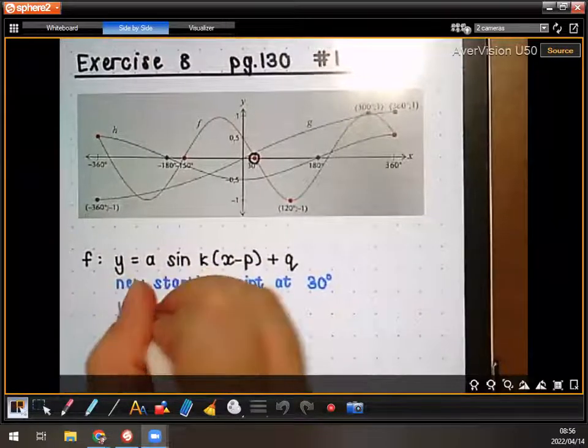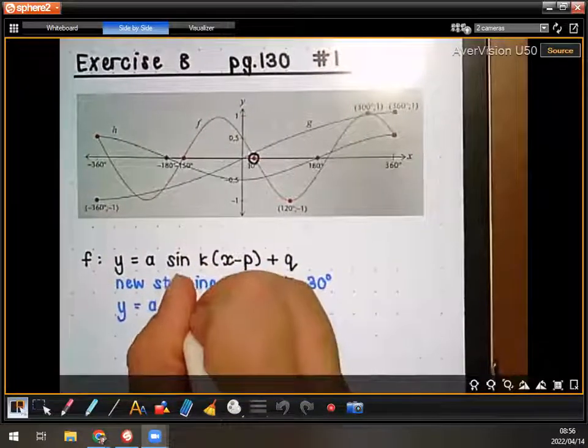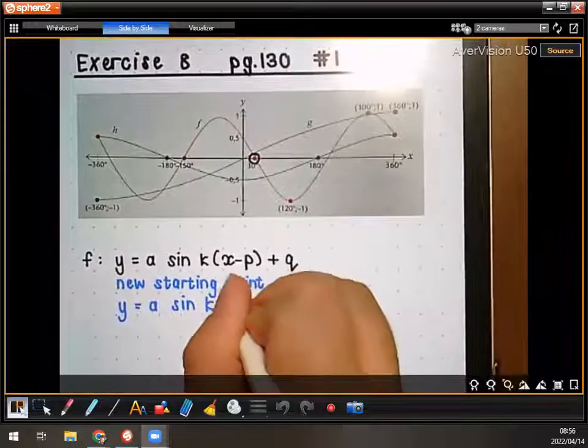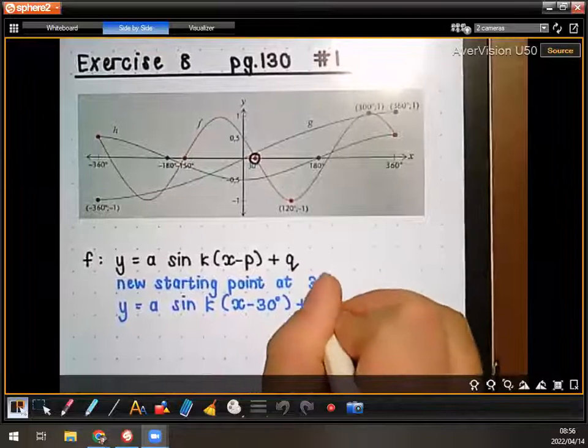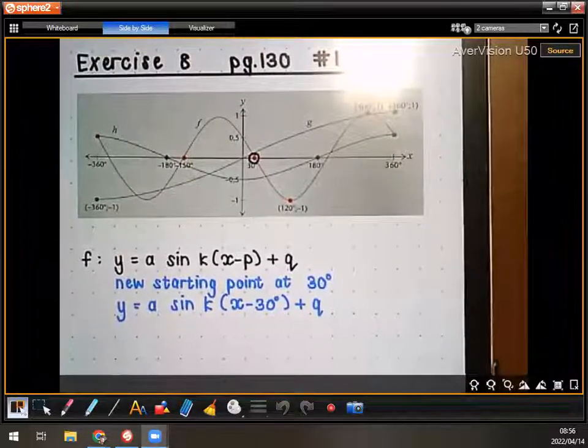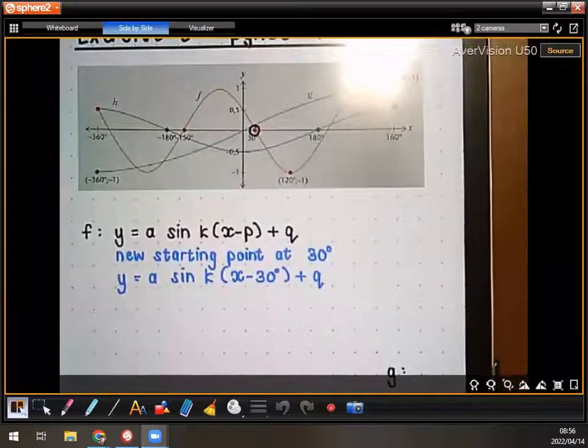So y is going to be a sine k bracket x minus 30 degrees plus q. Remember, if it's moved in a positive direction, then we put a minus in the bracket. Okay, so one thing is already sorted out.